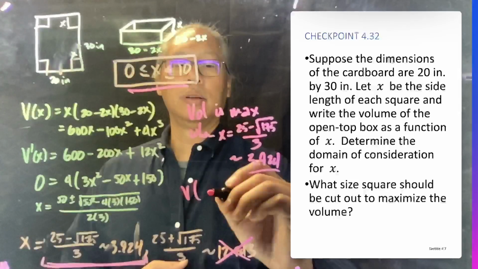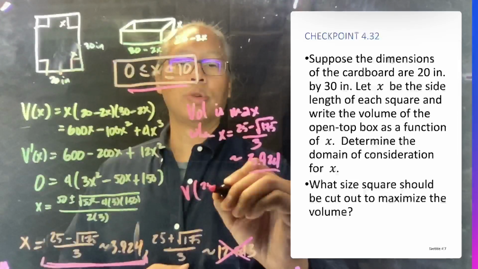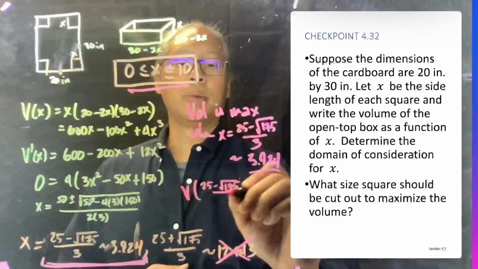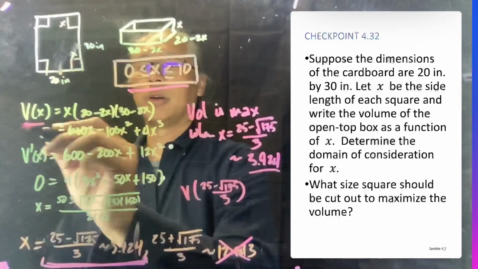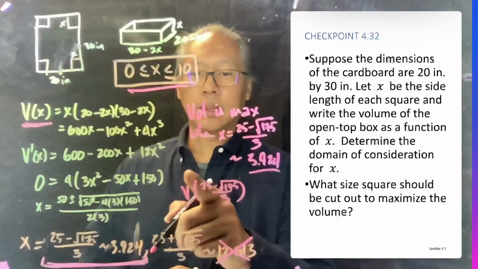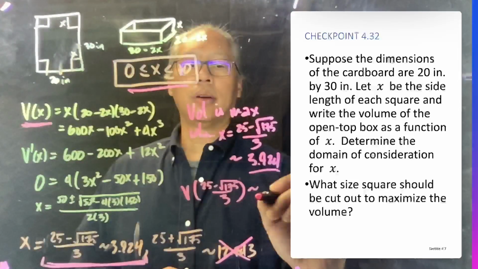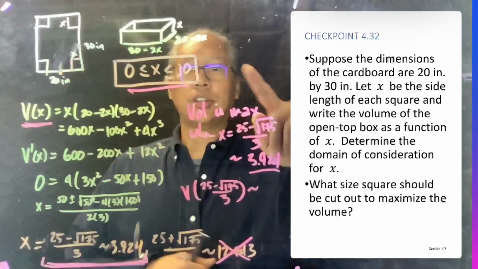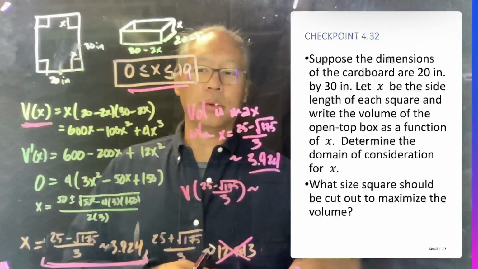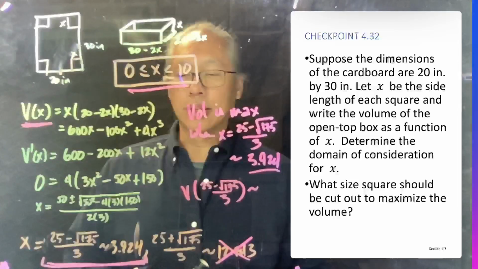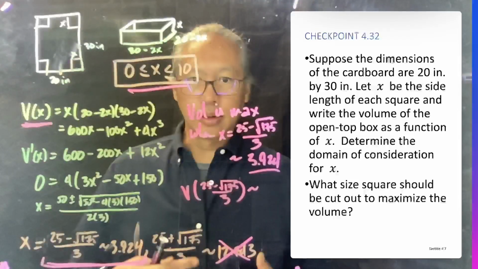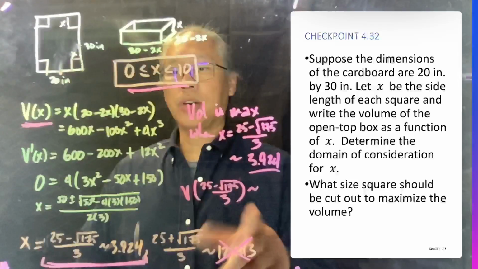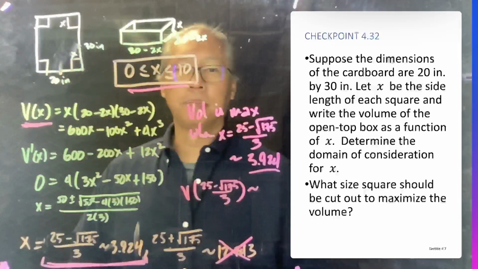Now, if you want to carry on with this problem and figure out what the actual volume is, you would simply put this value that you got, that's 25 minus square root of 175 divided by 3, into your volume equation, the original volume equation, not the prime, and then you're going to get whatever that volume is. Okay, but again, this checkpoint is asking for this. If we went through the whole problem and finished it, our answer x would be this, to figure out the size of the square that we would cut out. And then to actually find the volume, you would plug it back into there.